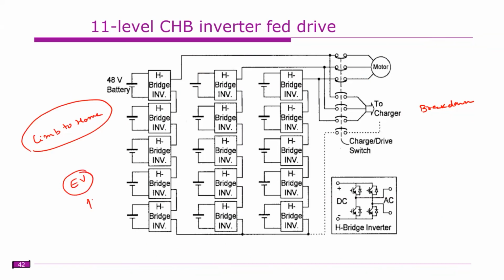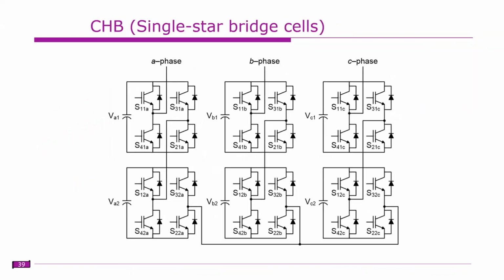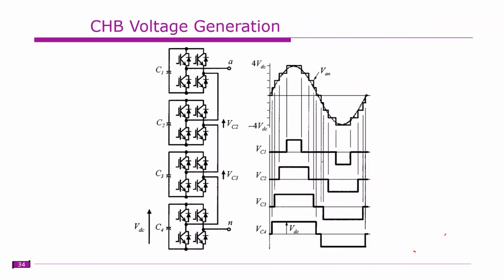Because reliability is one of the biggest questions, when you have more power electronic devices, the failures are also more. So this is how you address the reliability of the electric vehicle. This is one of the techniques. So, coming back to our discussion, this is how a multi-level voltage is generated in these cascaded H-bridge inverters.